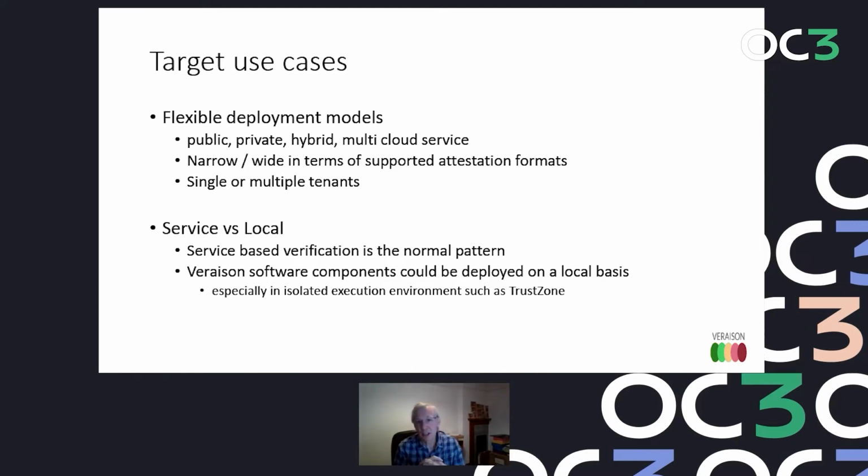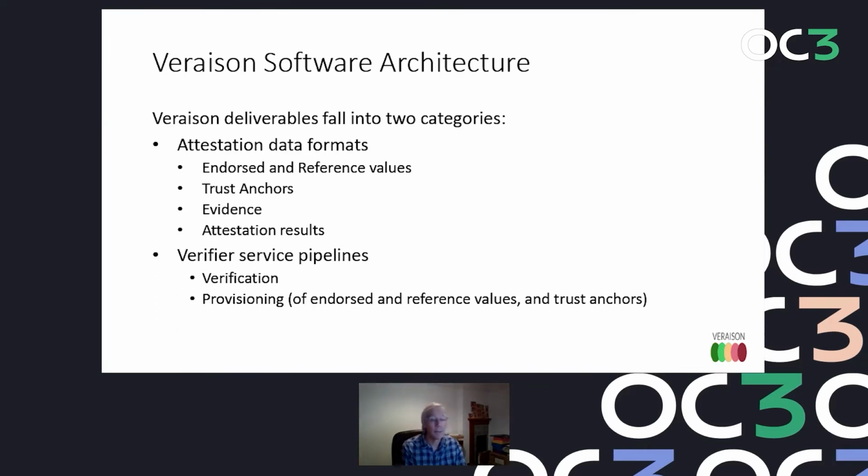Service verification is the normal pattern, especially for confidential compute, but it's not limited to confidential compute. We also have a lot of conversations in the core team, which has a background in ARM's PSA, platform security architecture, which is more IoT oriented. And so that works equally well for things like that. And the software components, in theory, could be deployed on a local basis. So if you have some way of saying an isolated trust is important here, you could maybe put something in TrustZone or something like that.